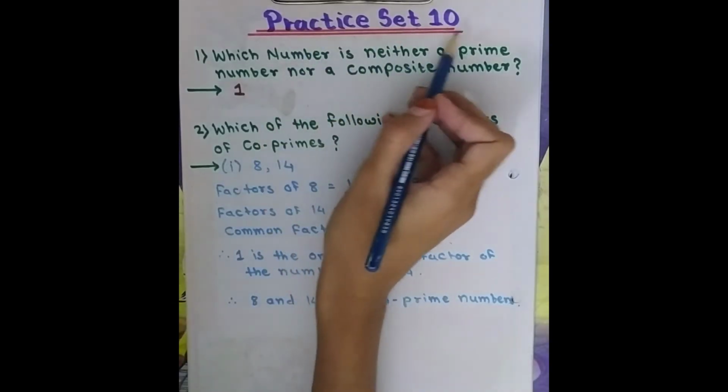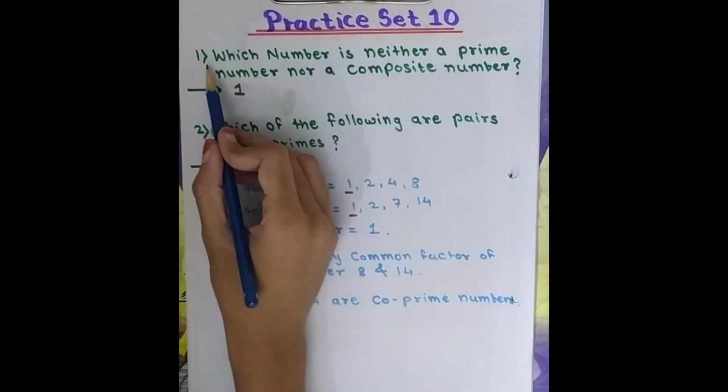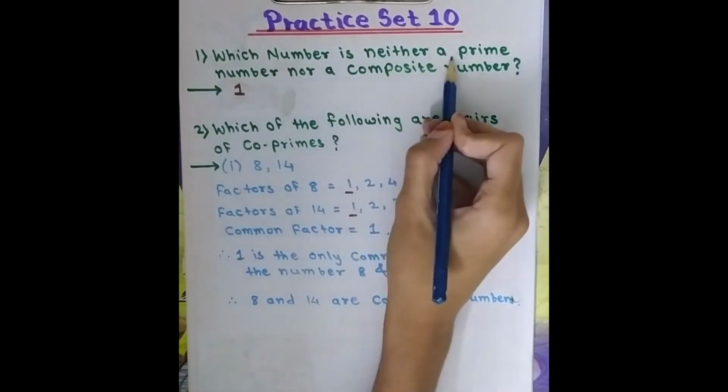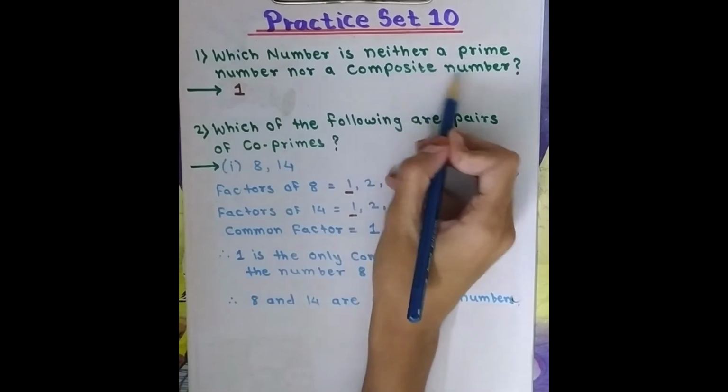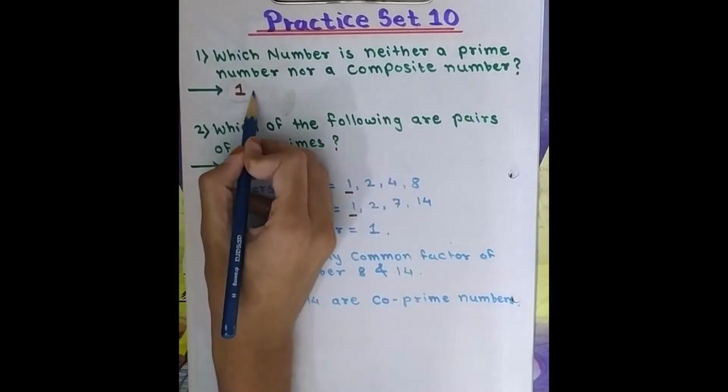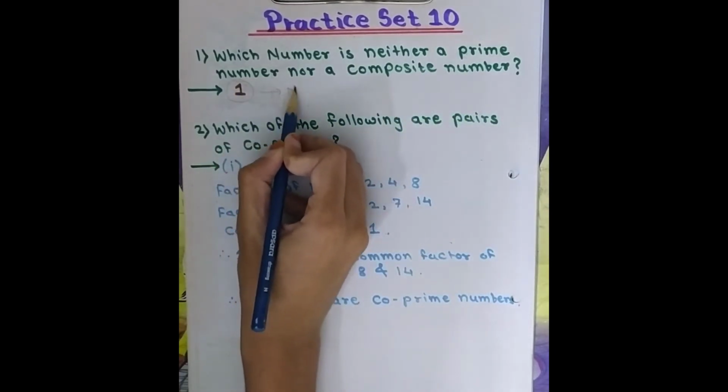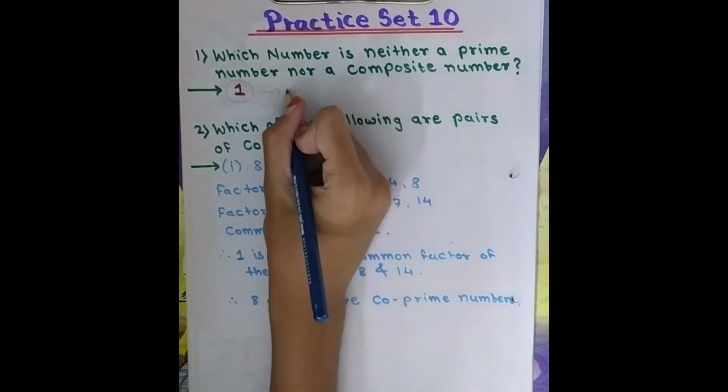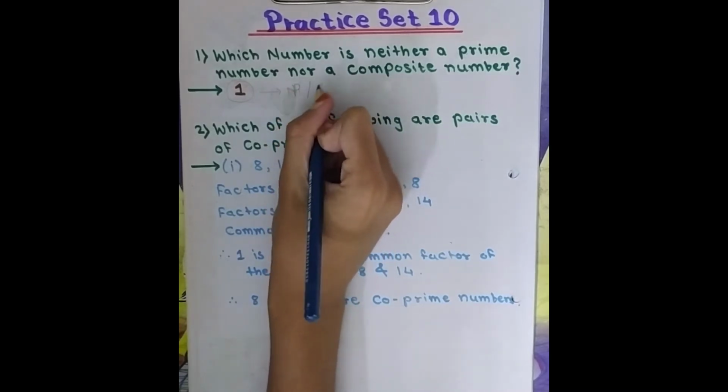Now let's solve practice set 10. In that the first question is, which number is neither prime nor composite? 1 is the only number which is neither a prime nor a composite number.